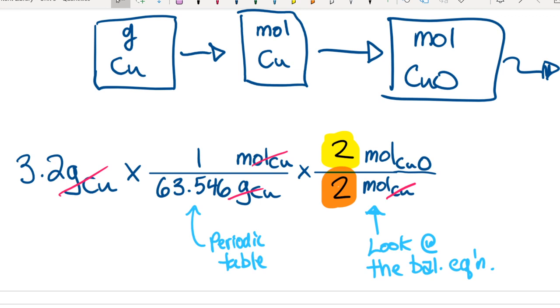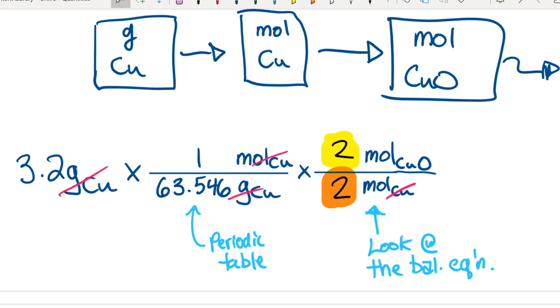That's okay, because looking at the periodic table, I know that 1 mole of copper weighs 63.546 grams. Now I know how many moles of copper I have. Does that make sense? I'm talking my way through it. Then I say, okay, but the whole reason I'm doing this is I don't want to know about copper. I want to know how much copper oxide I have. But that's okay, because the balanced chemical equation tells me that for every 2 moles of copper, I'm going to get 2 moles of copper oxide. So I can figure out how many moles of copper oxide I need. See, I'm talking my way through it?